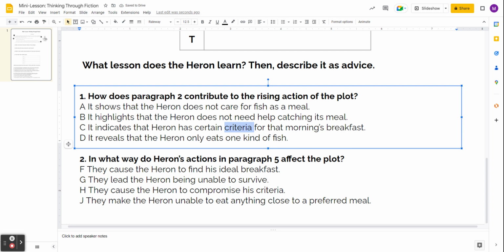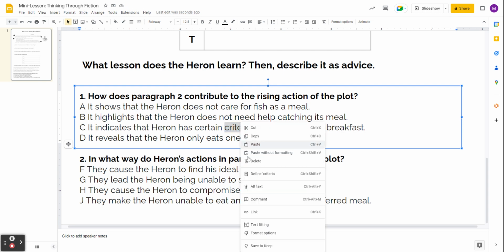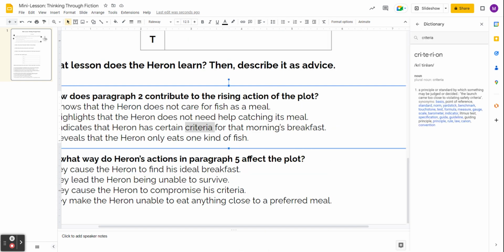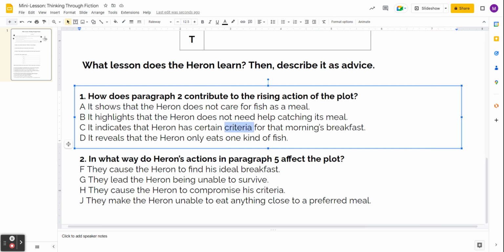Well, I'm going to think about the word criteria. So I read criteria, and then remember, I can always look up the word criteria as a definition. It's a standard by which something is judged or decided. That makes me think that this word says he has certain fish that he will eat and won't eat, which is reflected in what he says in paragraph 2. It reveals that the heron only eats one kind of fish.